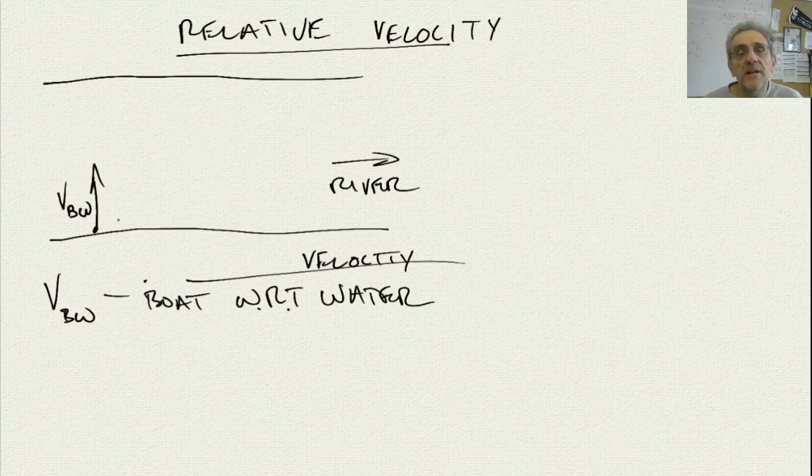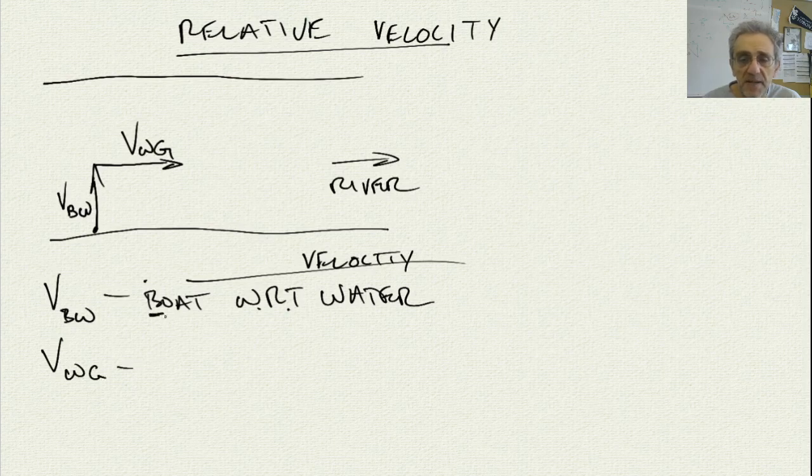That means that if you were to put the boat in still water, in water that wasn't moving, that's what the velocity of the boat would be. But this water is not still water, it's moving water. So we also have the velocity of the water with respect to the ground. So water with respect to ground.